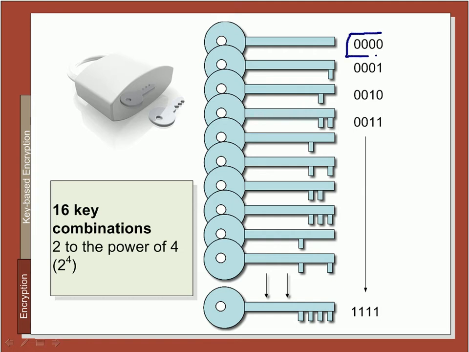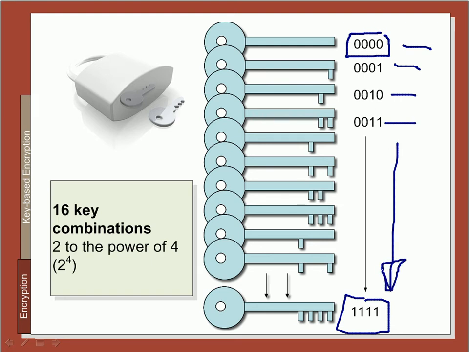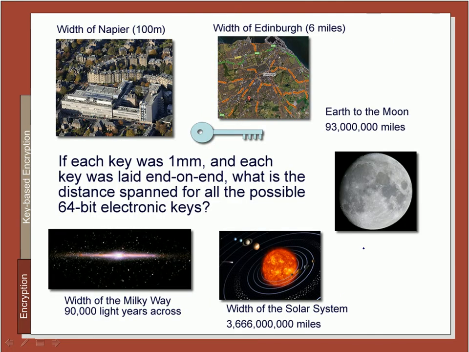If we represent this in binary format, a key without any notches is all zeros, and a key with all the notches is all ones. So we can see here that it wouldn't be too difficult to find the key because there are only 16. So it is obvious that to keep something secure we need to maximize the number of keys that are available.